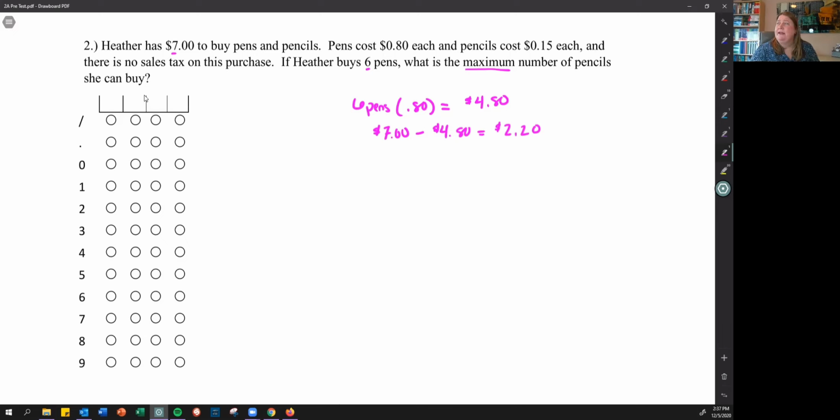pencils. Well, since pencils cost 15 cents each, I'm going to divide that by 0.15. So 2.2 divided by 0.15 is 14 point. And then I get this number on my calculator that looks like a whole lot of 6s. And then there's a 7 at the end. What that means is it's 14 2/3.